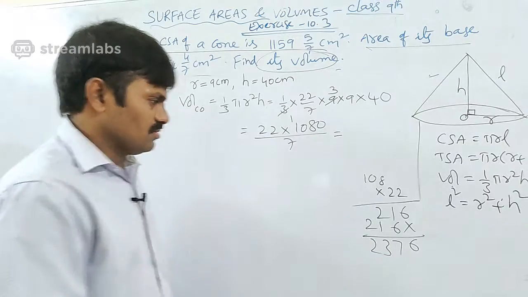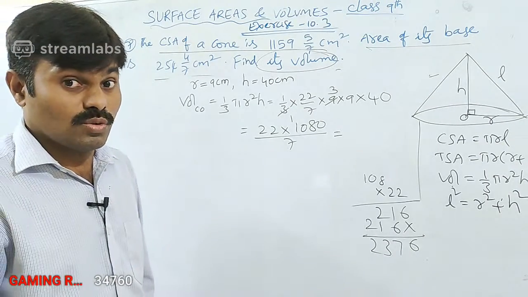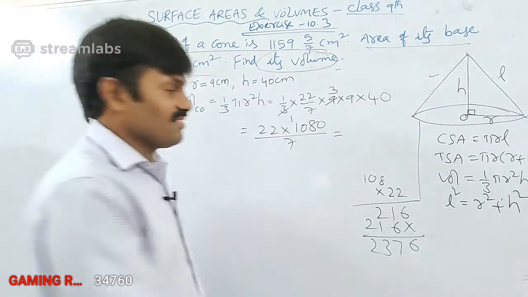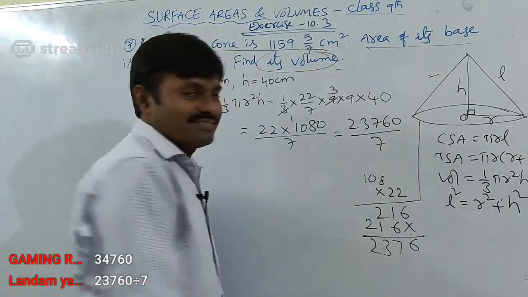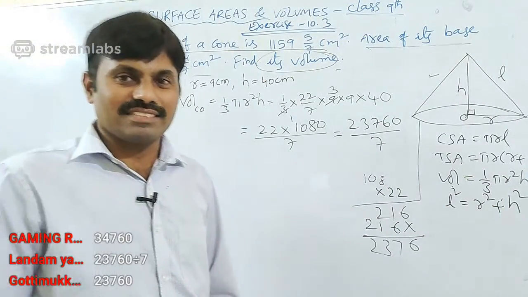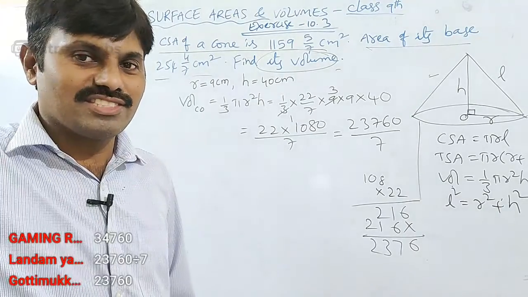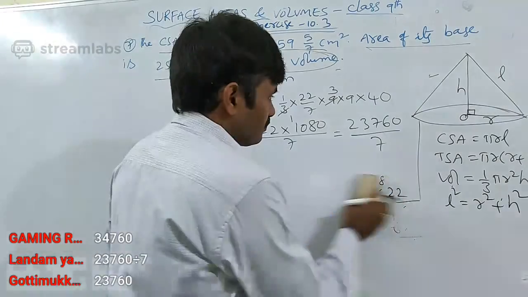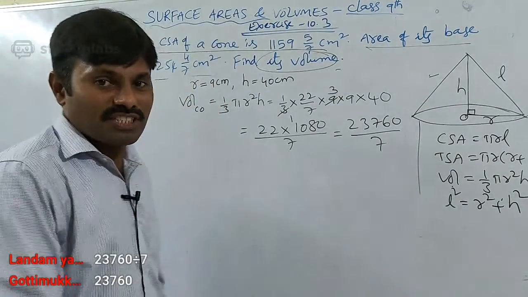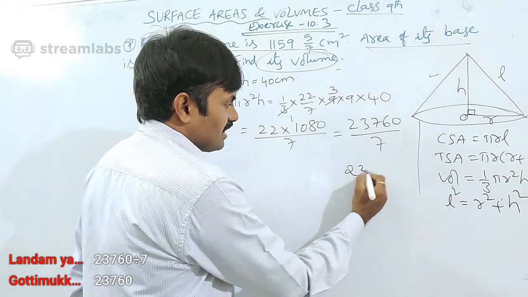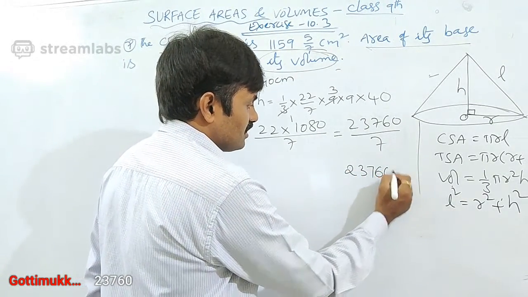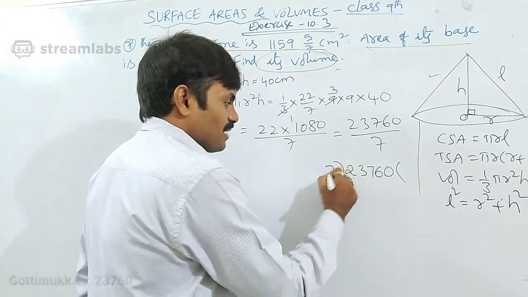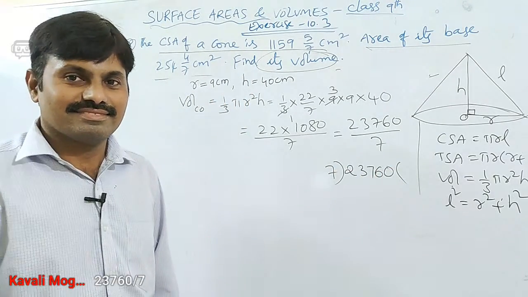So 23760. Yes. 23760 by 7. Now convert it into a mixed fraction. Yes, 23,760 by 7.